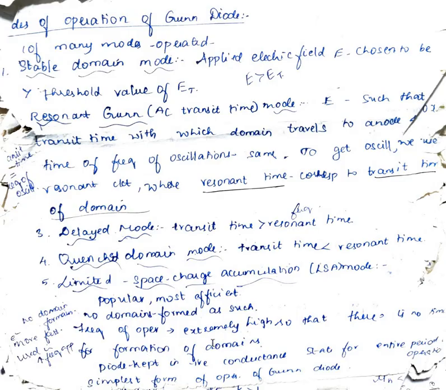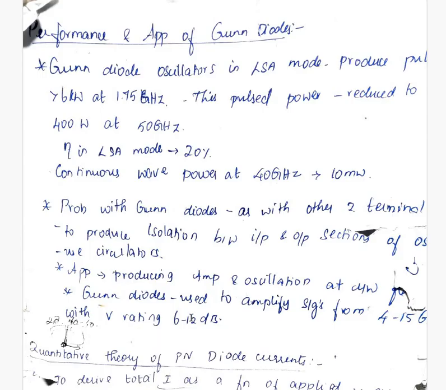The frequency of operation is extremely high, so that there is no mass formation in the domain. The diode is kept in negative conductance, the simplest form of operation. So automatically the electrons keep on moving from cathode to anode and there is no domain formation.